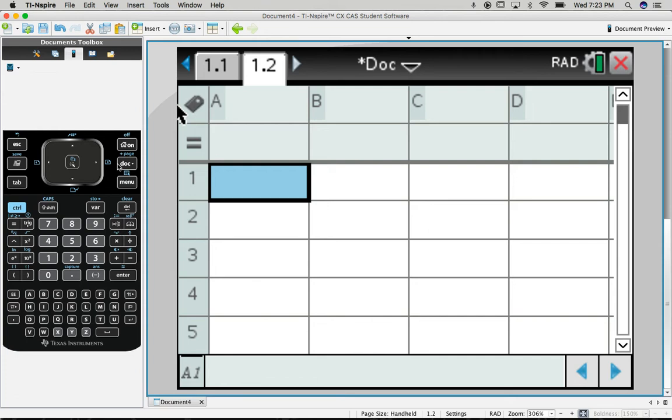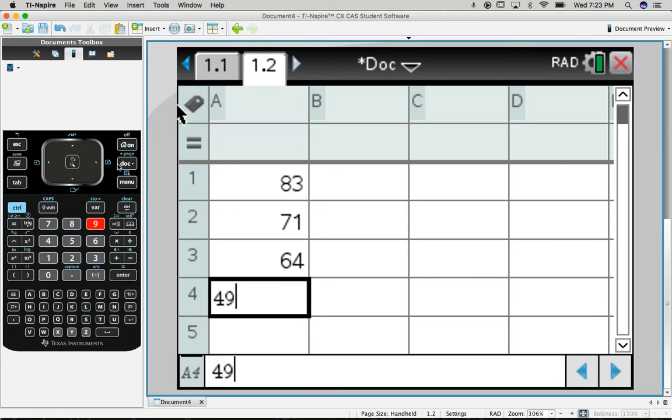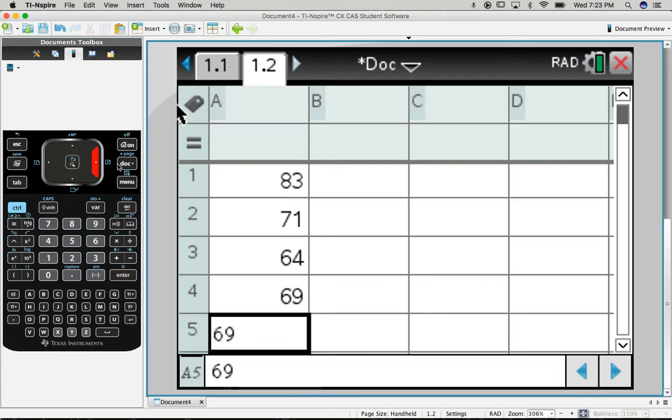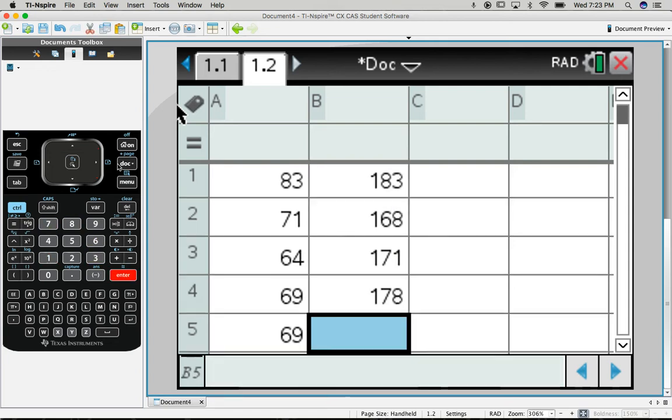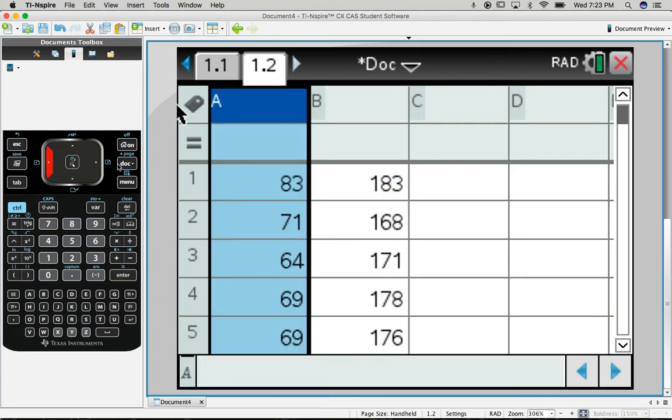I'm going to use those same points that I used in the other video, 83, 71, 64. And let's use 69 and 69. And then over here we have 183, 168, 171, 178, and 176. These were my input X values.